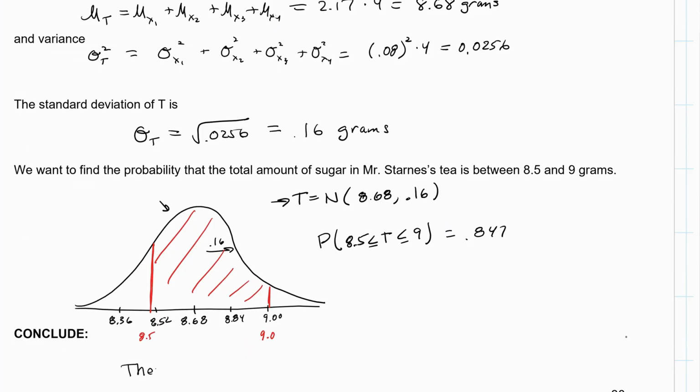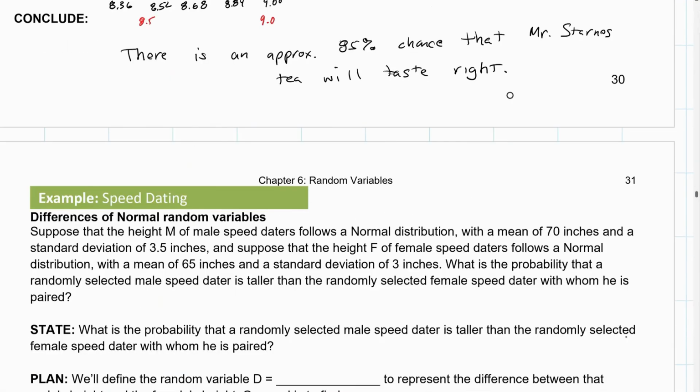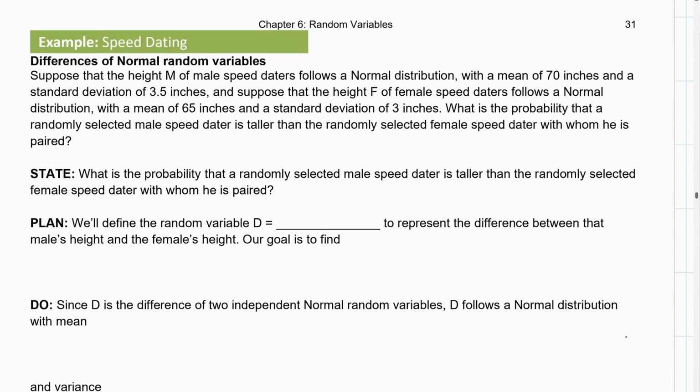So what's our conclusion? Well, there is an approximately 85% chance that Mr. Starnes's tea will taste right. All right. Let's do one more example.